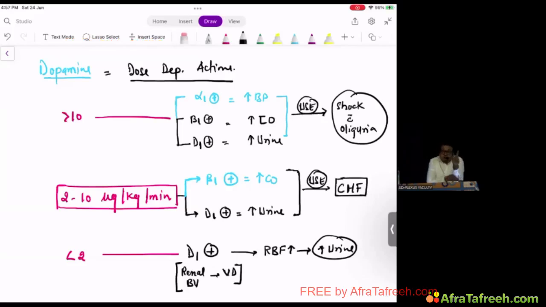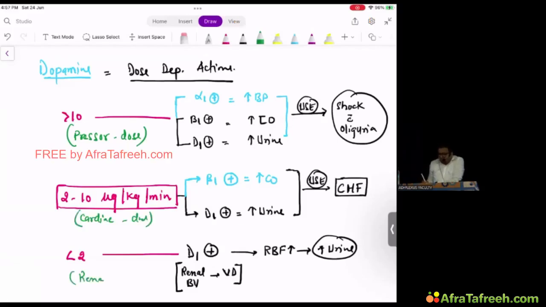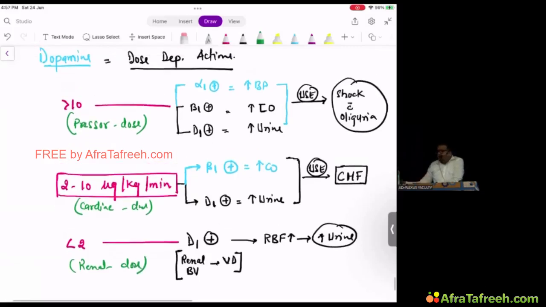High dose. So if you are asked what is the pressor dose, pressor means vasopressor. So if you are asked what is the vasopressor, or simply you are asked pressor dose, then you are looking for which dose? High dose. If you are asked cardiac dose, you are looking for moderate dose, and if you are simply asked renal dose, then you are looking for low dose. These are the three dose dependent actions and two uses of dopamine.